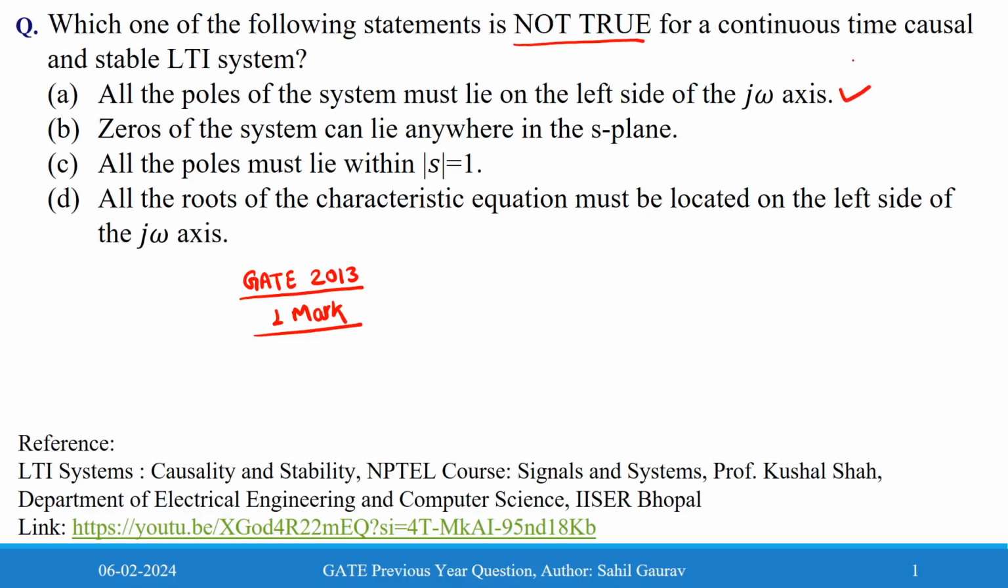The second option is that zeros of the system can lie anywhere in the s-plane. Yes, it is true. There is no relation of zeros with a causal and stable LTI system. So this is true also.